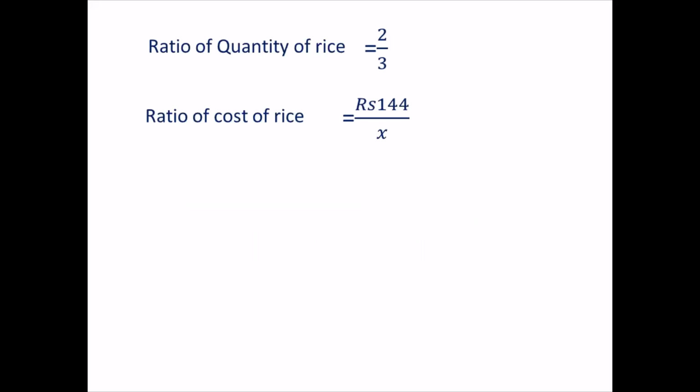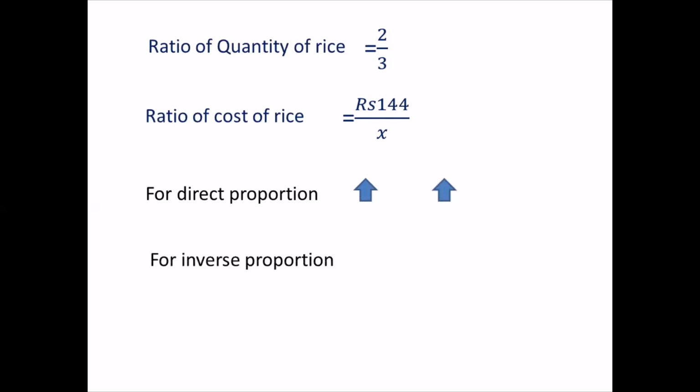Now we have to find out whether the quantity of rice and the cost of rice are in direct or inverse proportion. And we know, for direct proportion, if one ratio increases, then the second ratio must increase. And for inverse proportion, if one ratio increases, then the second ratio decreases. So let's check the relationship between the quantity of rice and the cost of rice.